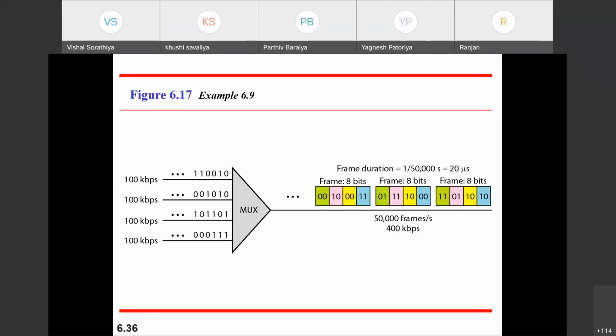And obviously 8 bits in one frame, 50,000 frames. What is the rate? 8 multiplied by 50,000. So it's 400,000. It's a 400 kbps speed we have. Directly we can get it from that equation also. 8 bits in one frame, 50,000 such frames, 50,000 multiplied by 8. So we get 400,000, which means 400 kbps. That's the solution we have.